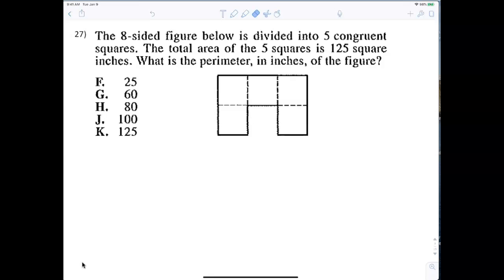How many questions are there? I think there's like 60. How many? There's 57. 57. Okay.